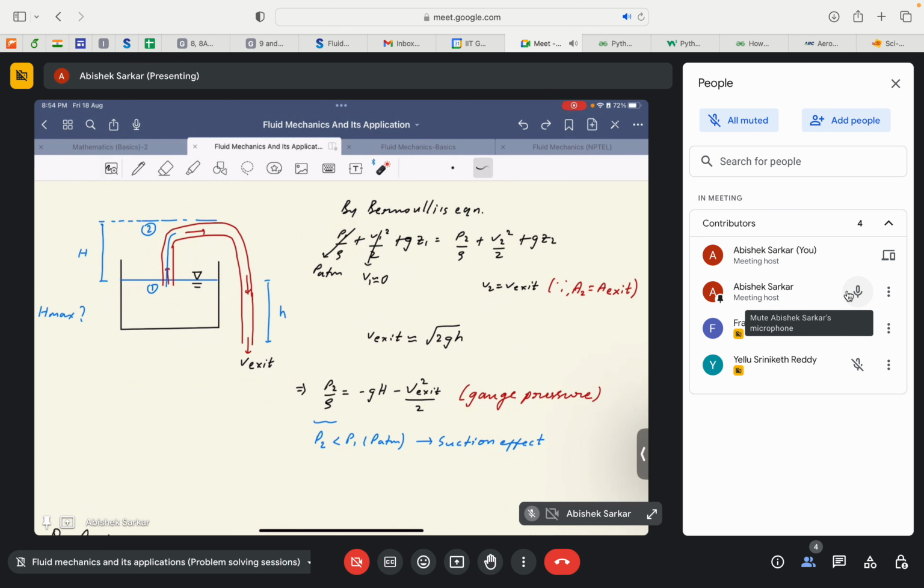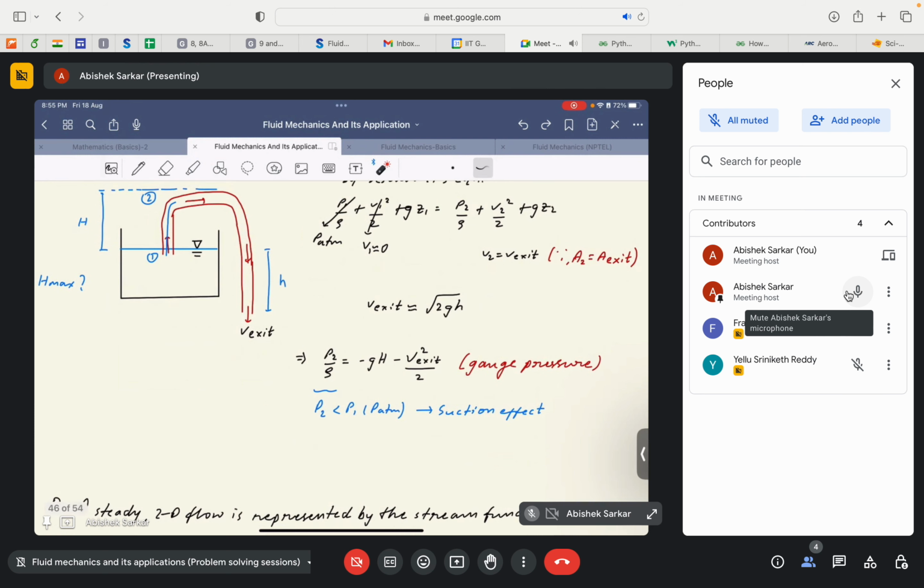Then V1 is essentially 0, because we assume that the rate of decrease of height here is considerably lower than the rate at which the fluid is exiting from the exit. So V1 is equal to 0, V2 would be there, P2 we need to find out, and z1 and z2 we know, because we know the difference in these 2 levels. This is essentially H.